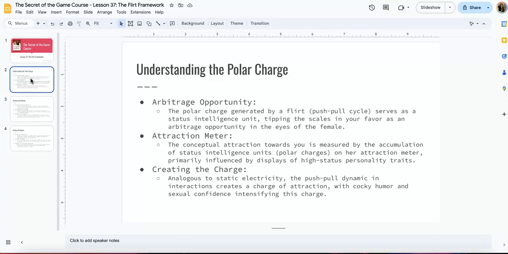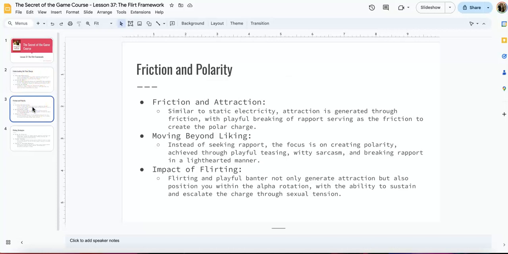So creating that charge is analogous to static electricity. The push-pull dynamic in interactions creates a charge of attraction, friction. Think of two pieces of fabric. When you rub them together, that friction creates that static electricity. Well, it's very much similar to that in a push-pull dynamic or in interaction and flirtatiousness with cocky humor and sexual confidence, intensifying this charge. And that friction polarity, similar to static electricity, is generated by playfully breaking rapport with her, serving as that friction to create that polar charge.